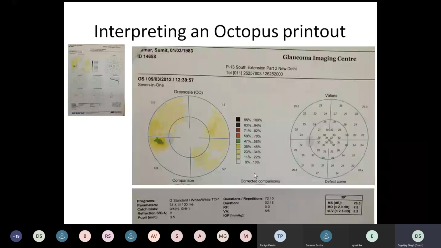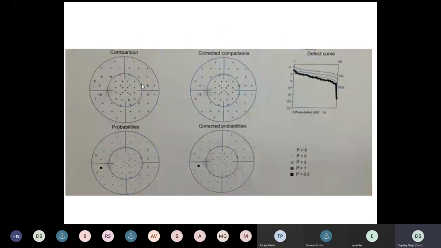You have what is the total deviation plot, which is here called the probability score. Then you have the corrected probability score, which is similar to a pattern standard deviation, so you're subtracting the 7th highest point. A new feature, different from the Humphrey, is this curve called the Bebie curve. This curve gives you a rough idea of what the field looks like. All the points are plotted along this axis, and typically it should be within these two dotted lines, or the lighter lines that you can see here.